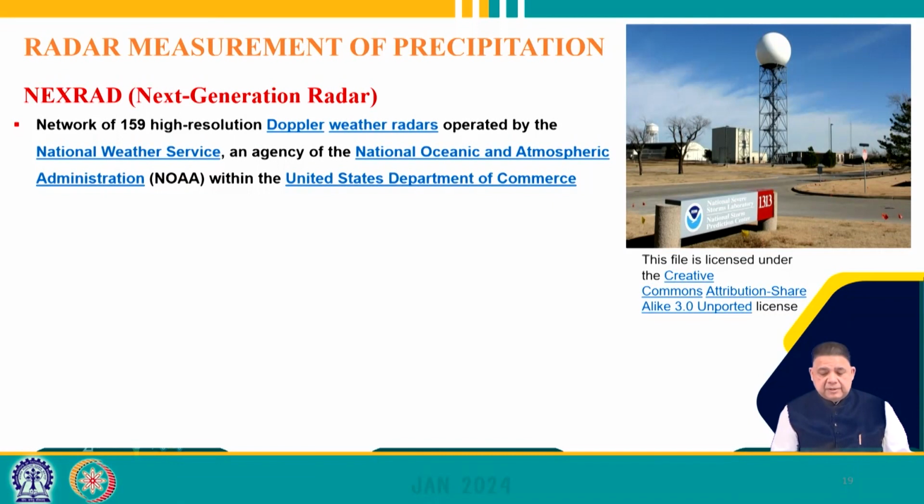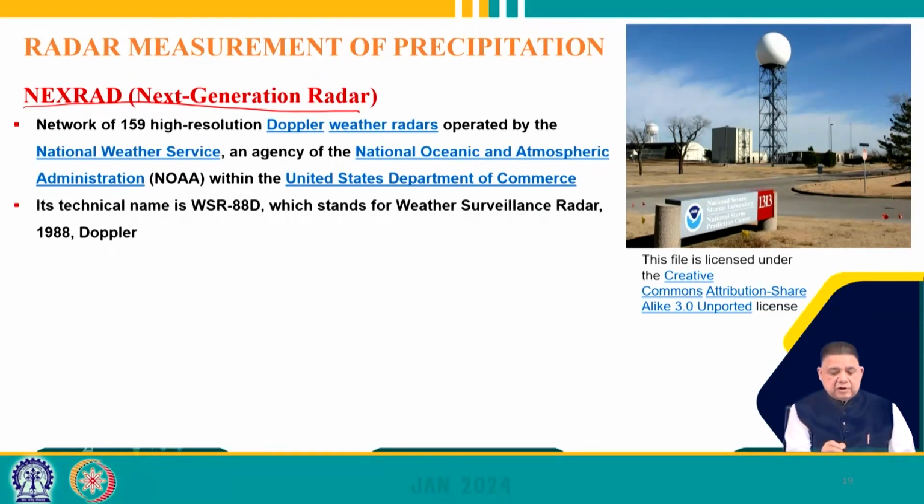Now, in the radar measurement of precipitation, a big development is NEXRAD, or Next Generation Radar, which is a network of 159 high resolution Doppler weather radars, operated by the National Weather Service, which is an agency of NOAA, that is the National Oceanic and Atmospheric Administration, within the United States Department of Commerce.